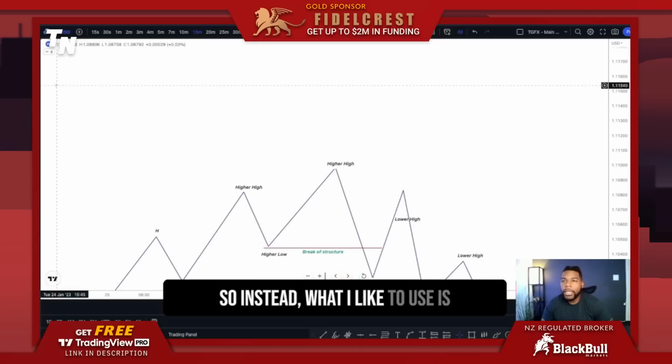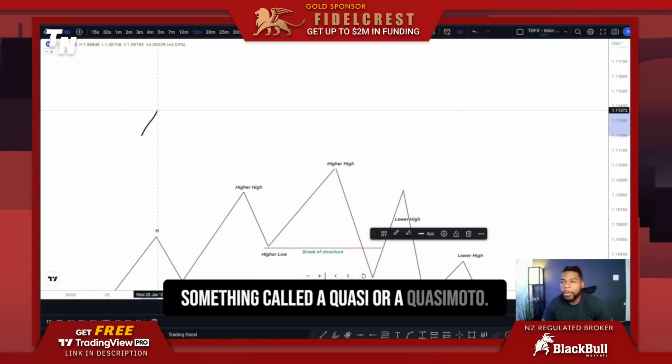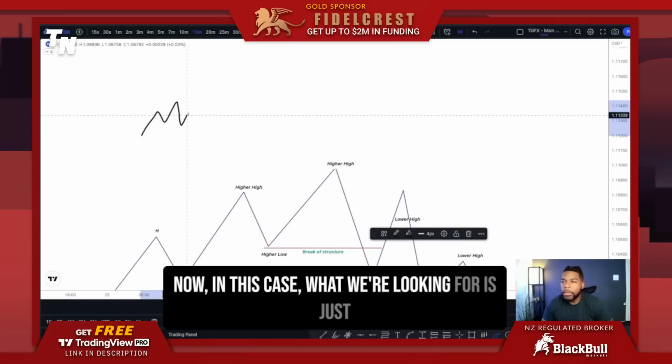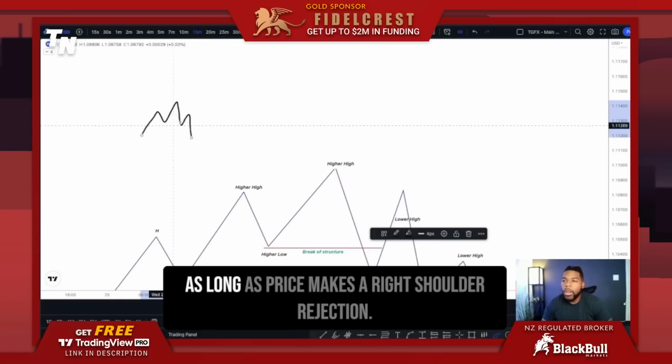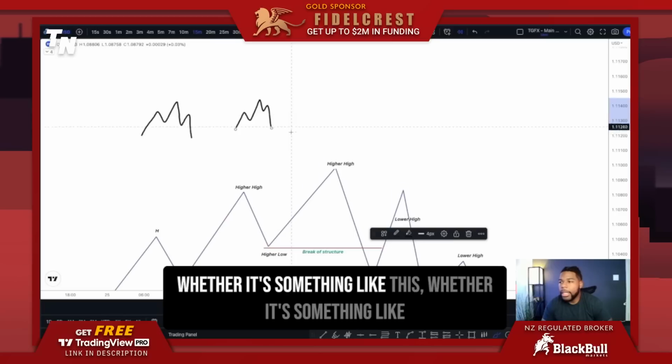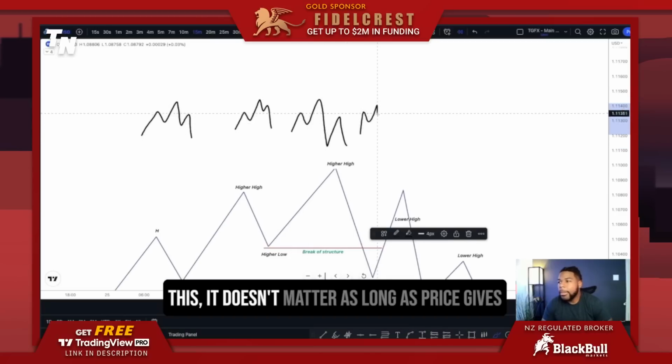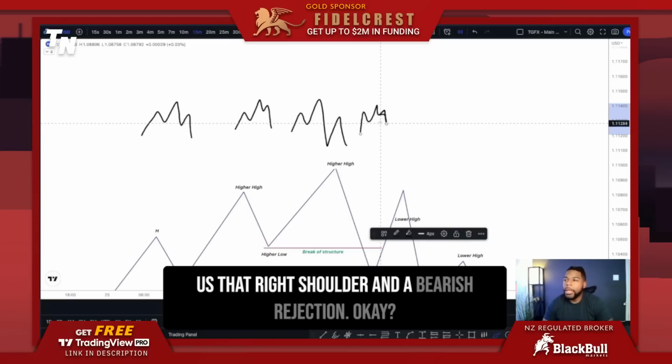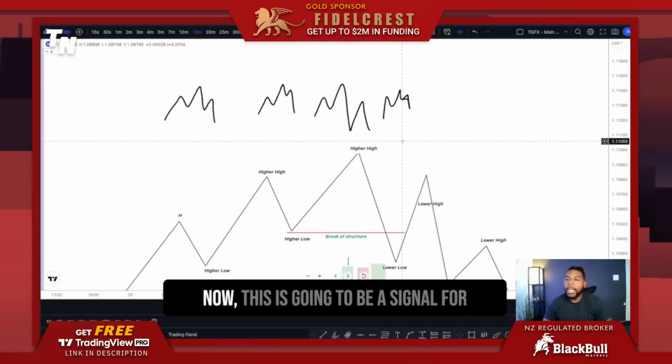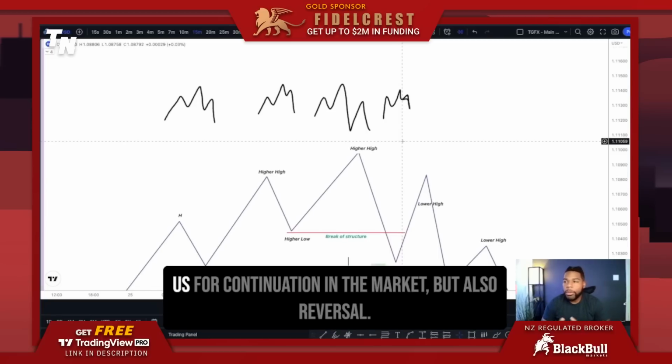So instead, what I like to use is something called a quasi or a quasimodo. In this case, what we're looking for is just as long as price makes a right shoulder rejection, whether it's something like this or something like this, it doesn't matter, as long as price gives us that right shoulder and a bearish rejection, okay? Now, this is going to be a signal for us for continuation in the market, but also reversal.